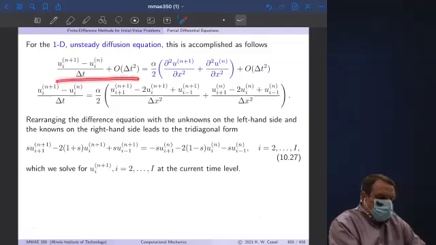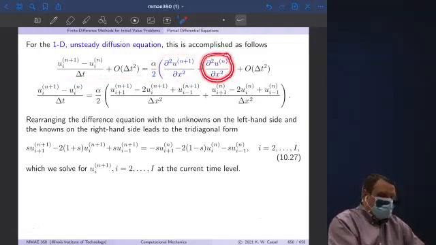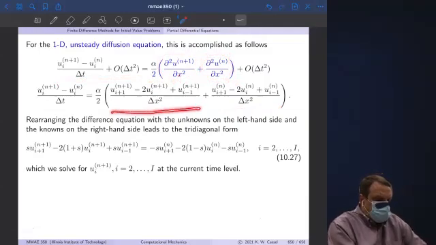Here is the second order accurate central difference in time, U_i^(n+1) minus U_i^n over delta T. Then we have our alpha times the second derivative, but now we're going to average the second derivative at the n plus first time level and the second derivative at the previous nth time level. Each of these gets finite differenced using second order accurate central differences. So now I have U_(i+1)^(n+1) minus 2 U_i^(n+1) plus U_(i-1)^(n+1) over delta x squared.